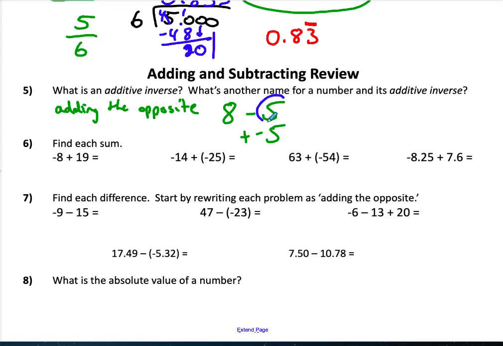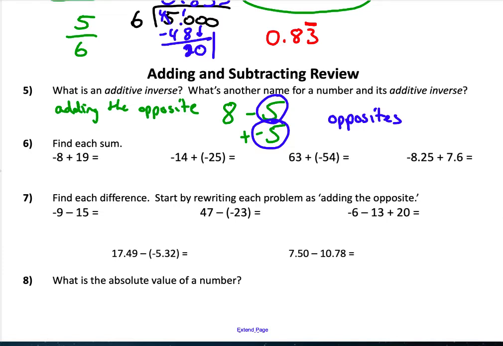So additive inverses are 5 and negative 5. What do you notice about those two numbers? Well, they are opposites. So the additive inverse is what would I add, what's kind of the opposite of the number that I'm subtracting. I was subtracting 5, so the additive inverse is what would I add instead? Well, I would add a negative 5. So 5 and negative 5 are additive inverses.